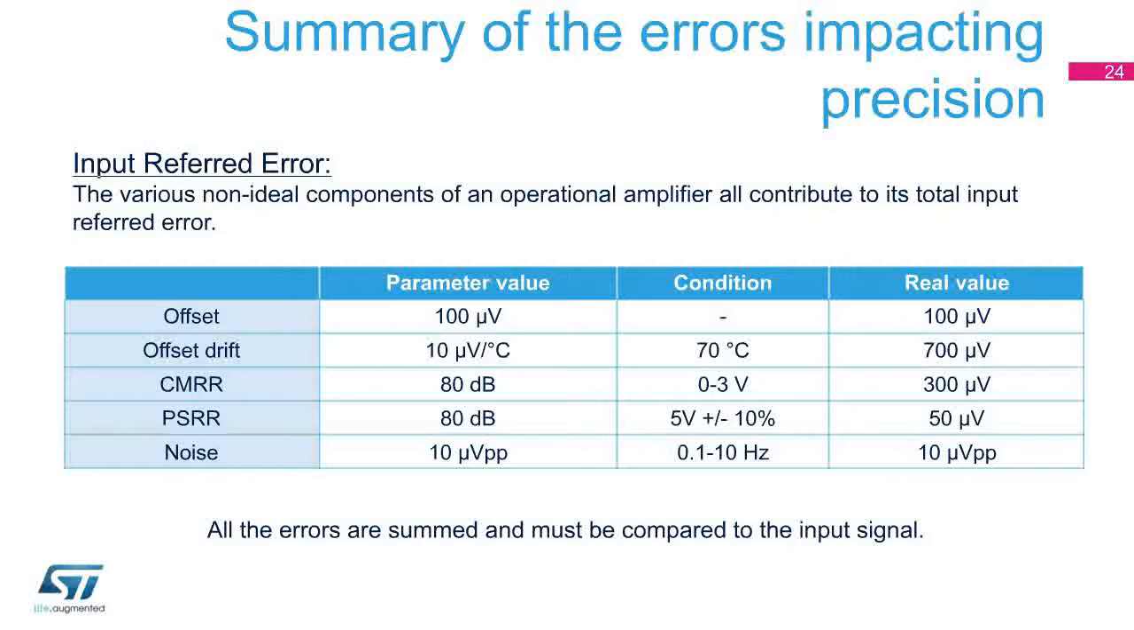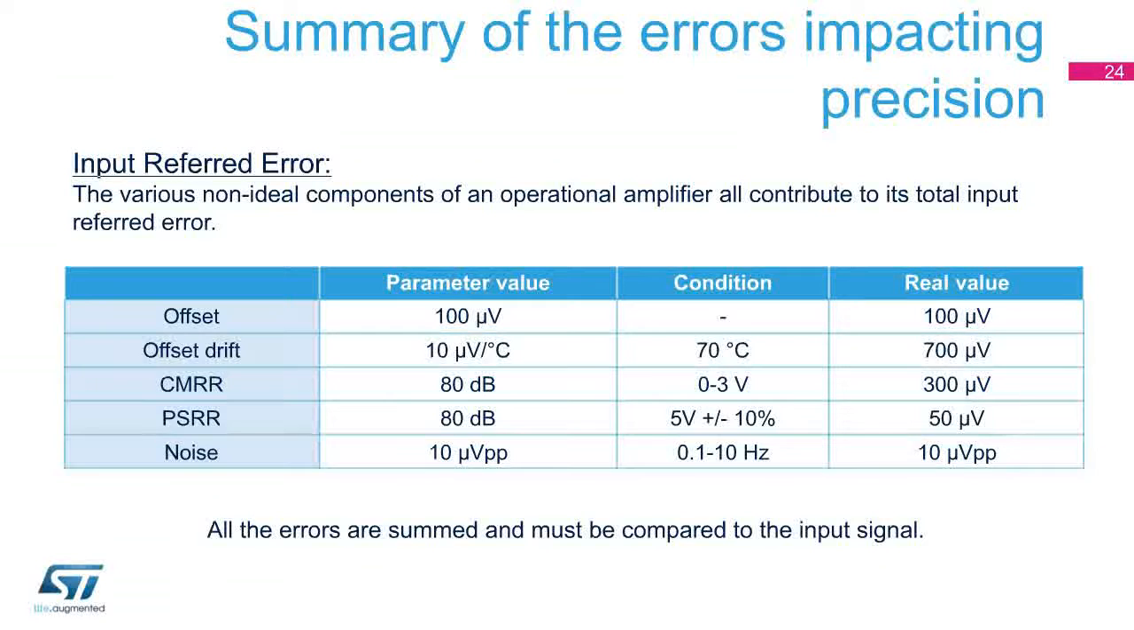If the common mode voltage of the application can vary from 0 to 3 volts, and if the amplifier has a CMRR of 80 dB, you can expect a VIO variation of 300 microvolts. And if the power supply used to power the op amp varies by 10%, and if the amplifier shows a PSRR of 80 dB, you can expect a VIO variation of 50 microvolts.